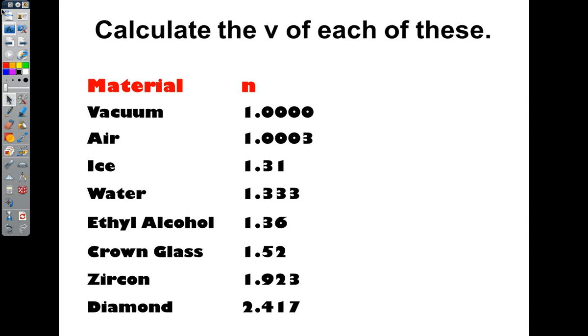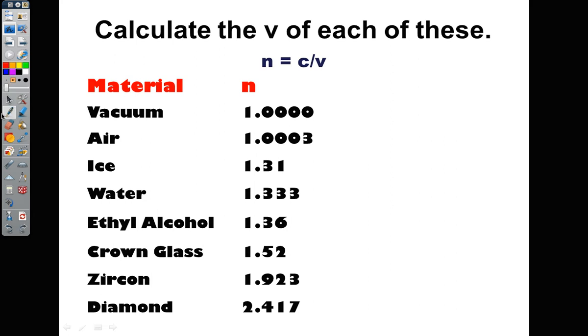So, what is the equation you're going to use? n equals c over v. Yes. So when we look at this, let's make our equation triangle. What goes where? c goes on top, and v goes on the bottom left. I want you to calculate the velocities of each one of these.